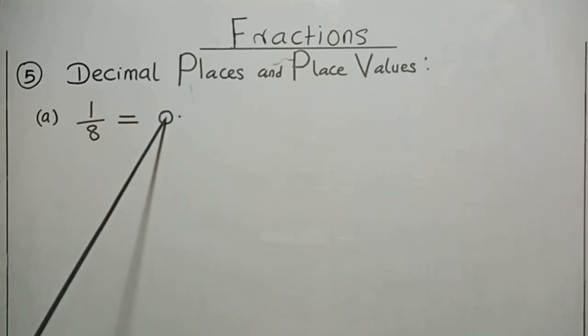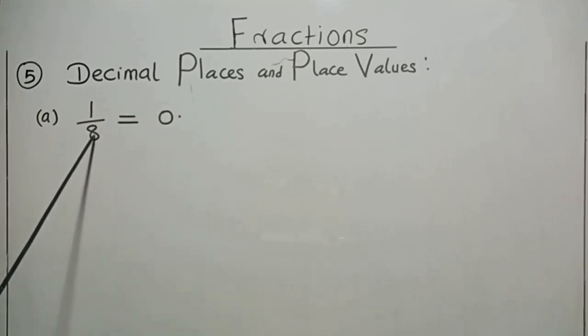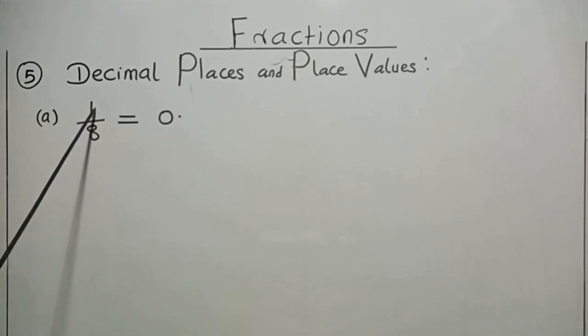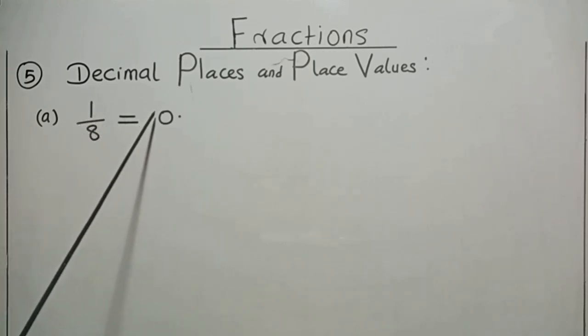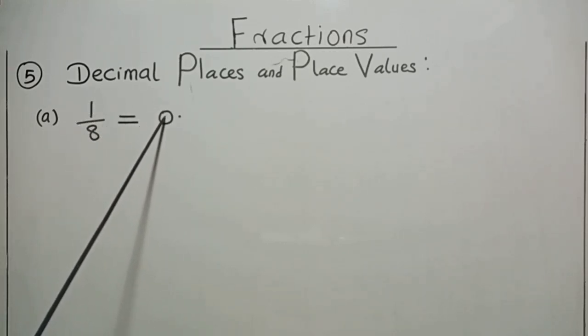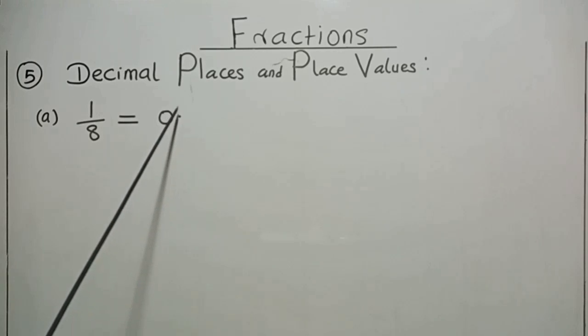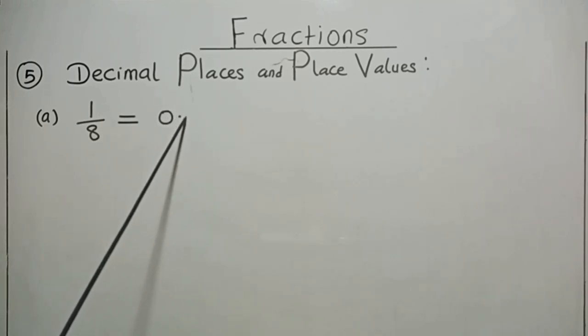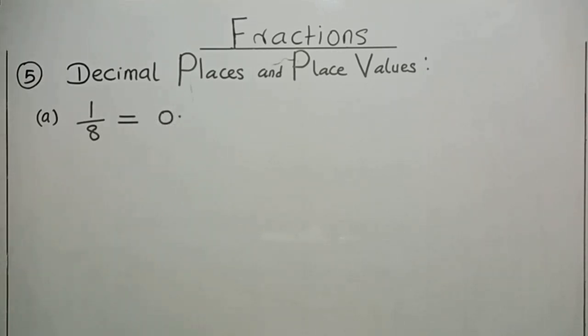This 0 tells us that there is no whole number. When 8 persons divide 1 orange, you wouldn't expect anyone to get 1 full orange. So it is 0 full orange that 8 persons got. So this dot here is showing that whatever follows is no longer a whole orange, but portions of orange. So dot signals occurrence of fractions or portions.